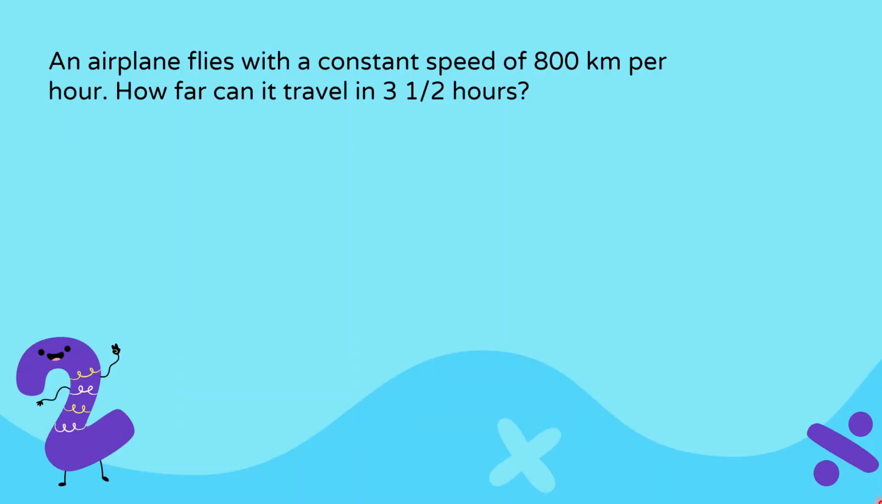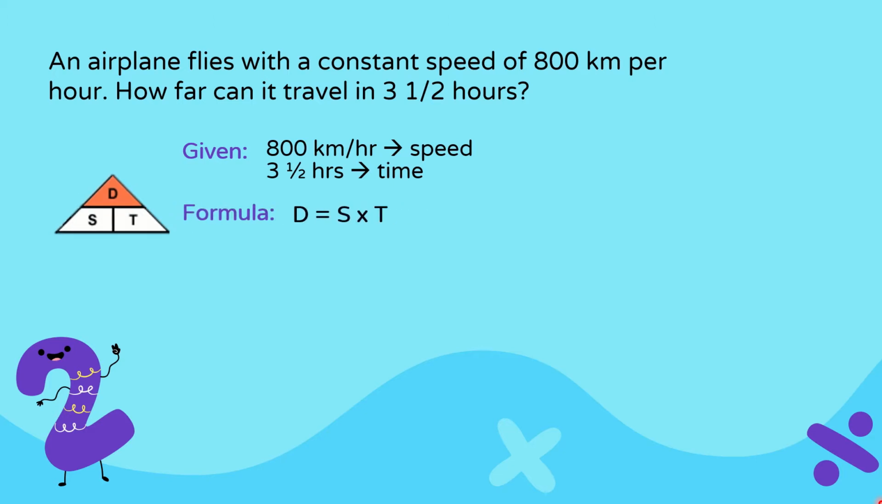Next, we have an airplane flies with a constant speed of 800 km per hour. How far can it travel in 3.5 hours? Again, we are looking for the distance. Given we have 800 km per hour, so that would be our speed. 3.5 hours, that would be our time. Given the formula, distance is equal to speed times the time, first thing to do is to change 3 and 5/10 into a decimal number, and that would be 3.5 hours.